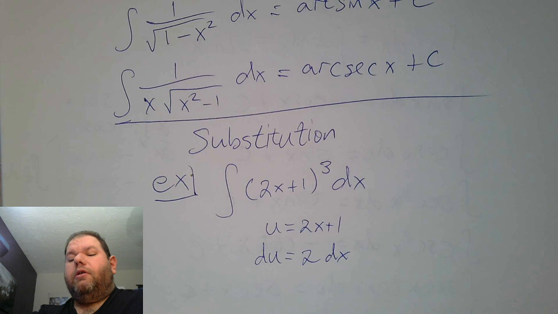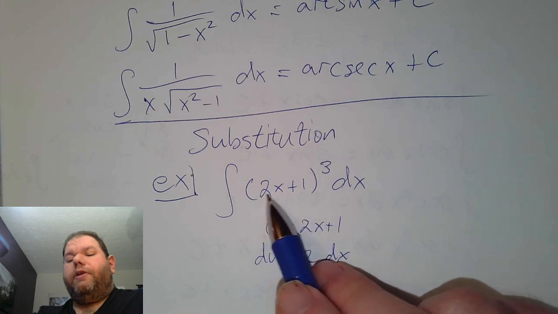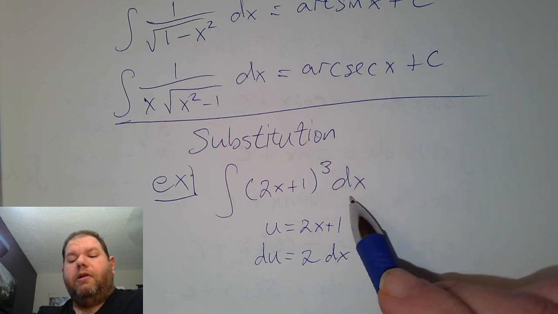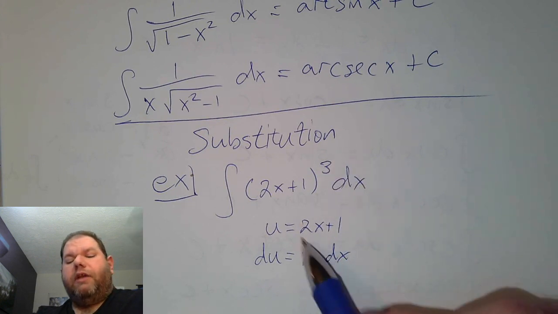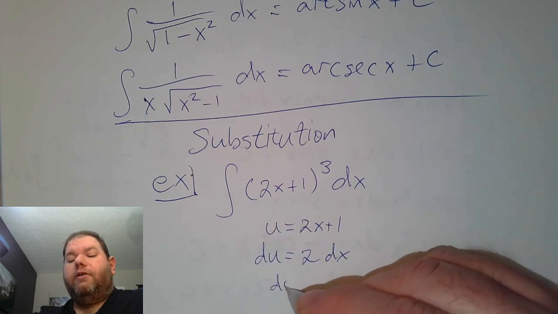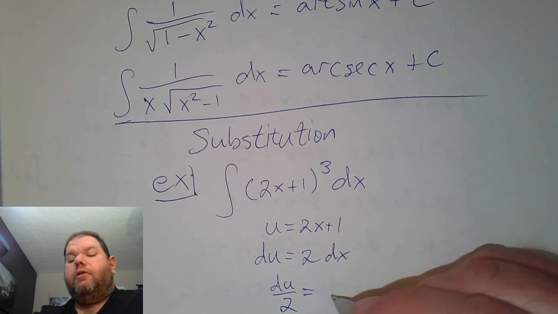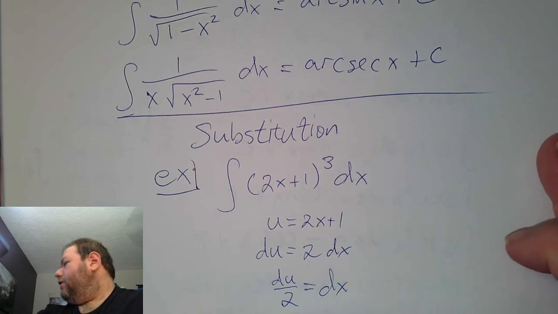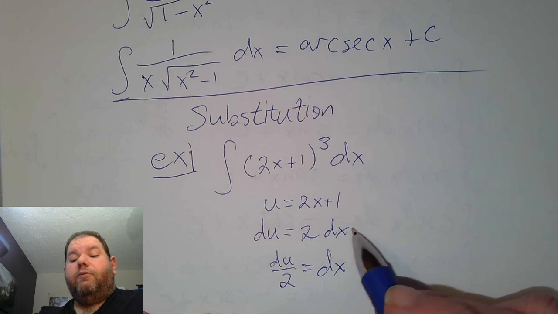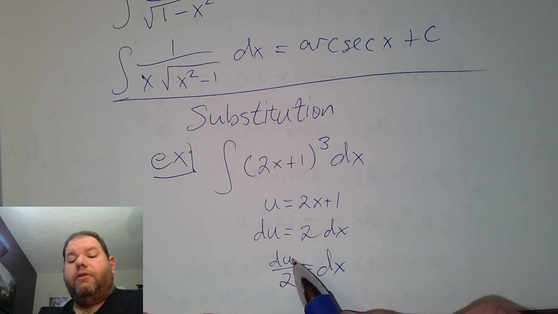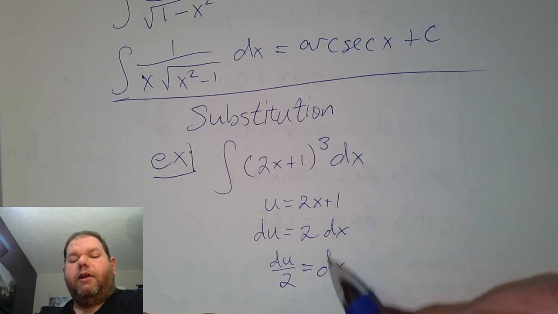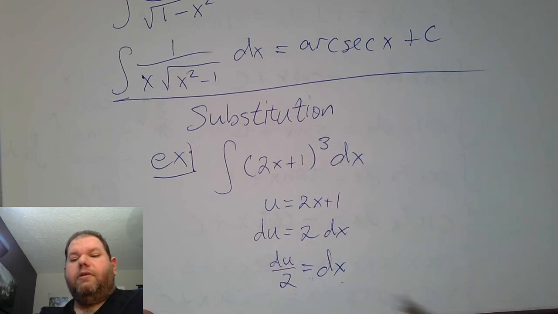Now, we know this will be our u right here. 3 will stay the same. But we don't have this 2 anywhere in this expression. So what we can do instead is say that since du equals 2 times dx, we can just bring that 2 over and say du divided by 2 is equal to dx, and we can replace dx with this expression.